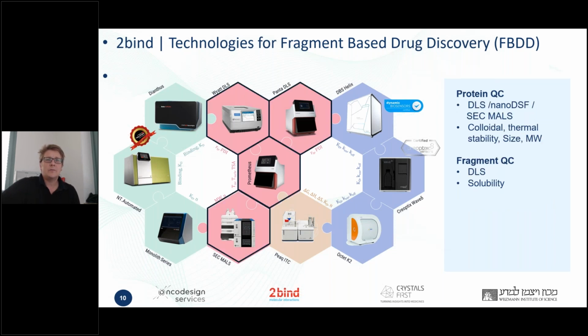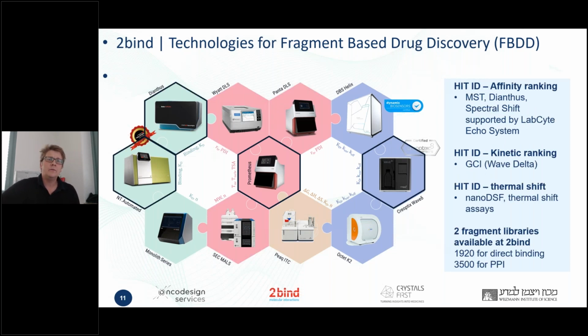In the protein QC step, we are focusing on factors like colloidal stability, thermal stability, size, and molecular weight, and use methods to determine those. Only proteins that fulfill certain criteria, which basically pass the control, will be used in biophysical screening. We could also add some compound solubility and fragment solubility assays in addition.